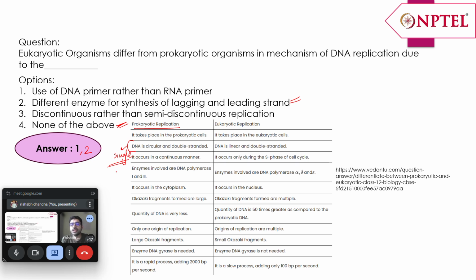In case of bacteria, there is only one chromosome, and replication occurs in both continuous and discontinuous mechanism. Then enzymes involved are DNA polymerase 1, 2, and 3, and mostly DNA polymerase 3 is involved in the replication of the DNA. It occurs in the cytoplasm.